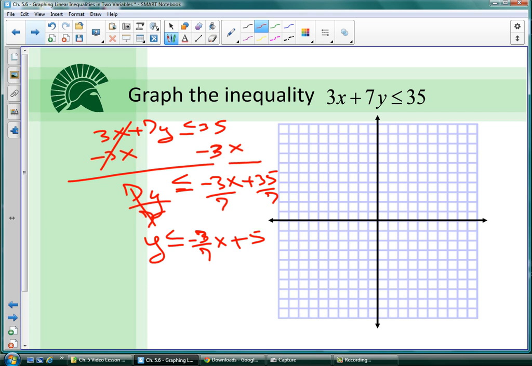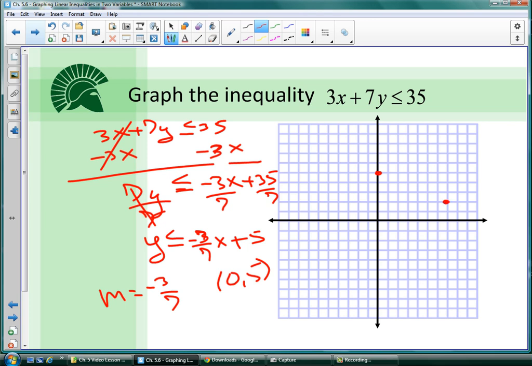This is my boundary equation because I'm going to draw the regular line. I'm going to start with my y-intercept, which is 0, 5. Then I have my slope, which rhymes with m, minus 3/7. So 1, 2, 3, 4, 5. Then I'm going to go down 3, 1, 2, 3. And then 7 to the right because it's positive.